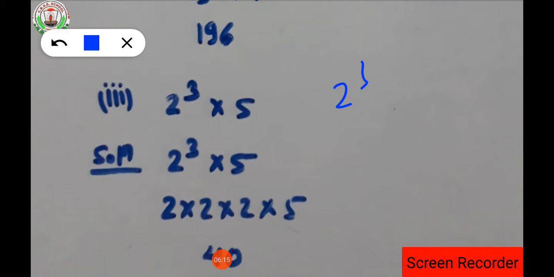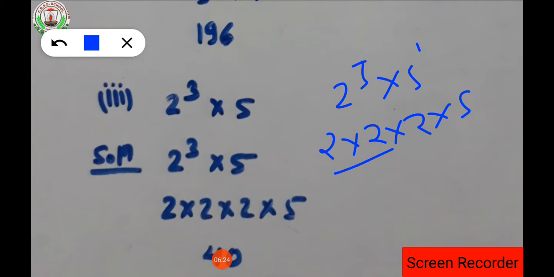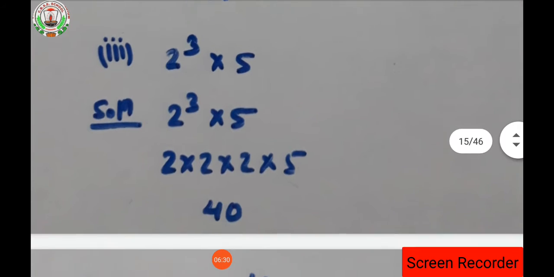Next, the third one. What is the third question here? 2 to the power 3 into 5 to the power, nothing is there, that means power 1 will be there. So 2 into 2 into 2 into 5. 2 into 2 is 4. 4 into 2 is 8. 8 into 5 is 40. So the required answer for the third is 40.